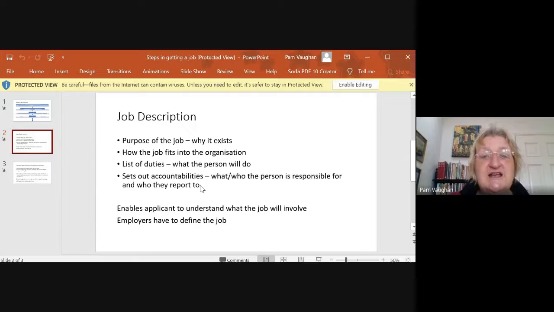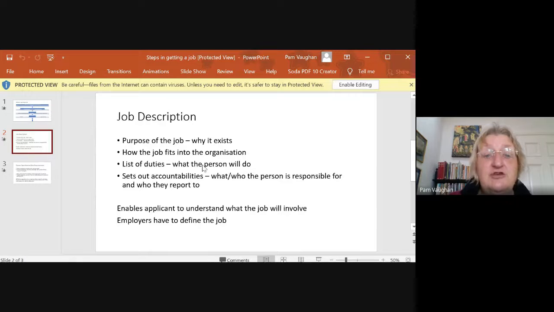It should also say if the post holder, when they get appointed, is going to be managing anybody. So if you're a salesperson, you might be managing a sales assistant, for example. So it should give you some idea about how you fit into the organisation, both in terms of function and in terms of the personnel that you'll be interacting with. And that gives you some idea of the seniority of the role. But most importantly, a list of duties of what the person will actually be doing on a day-to-day basis.